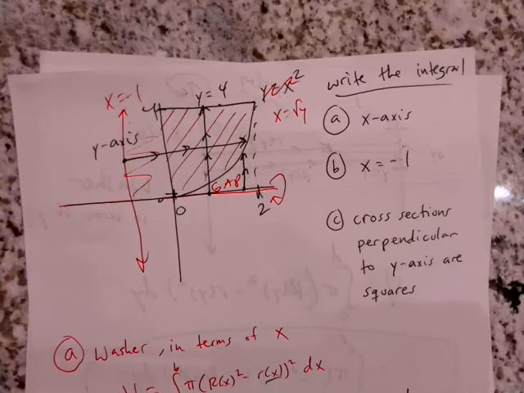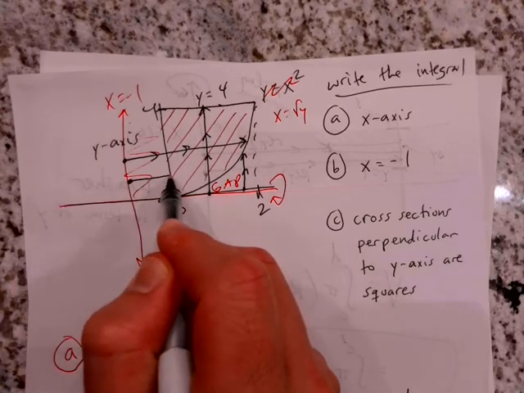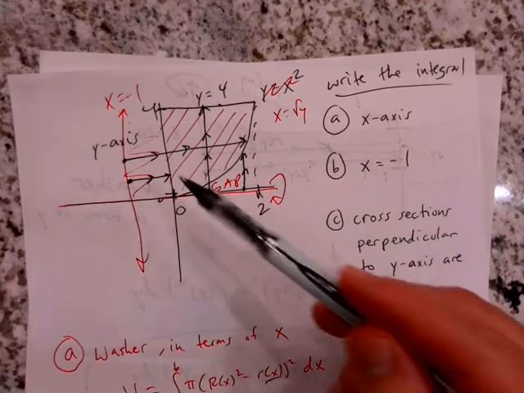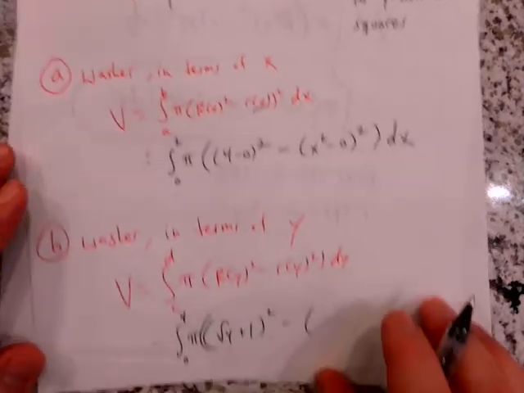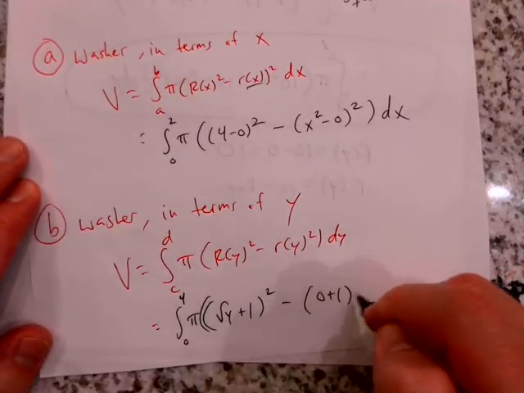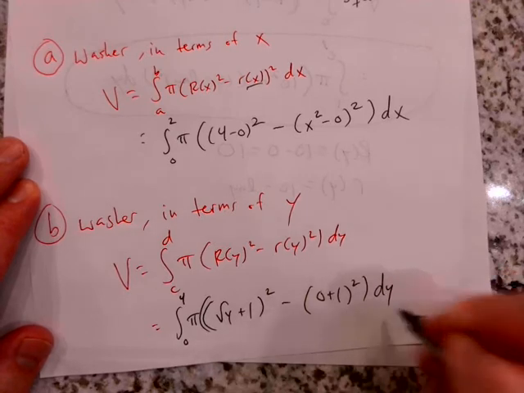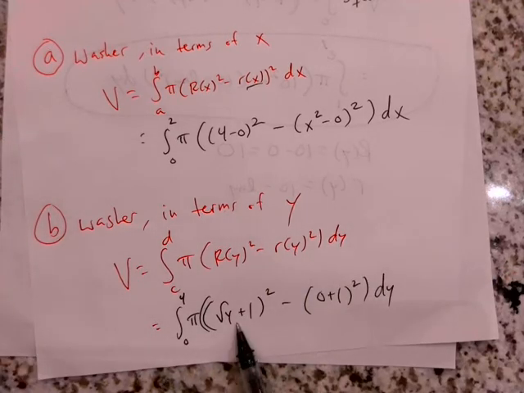Small r is the distance from the axis of revolution to the inside of the region. Right minus left, that's 0 minus -1. And there you go. Pi big R squared minus small r squared. And in terms of y, big R and small r is the right side minus the left side, where both are in terms of y.